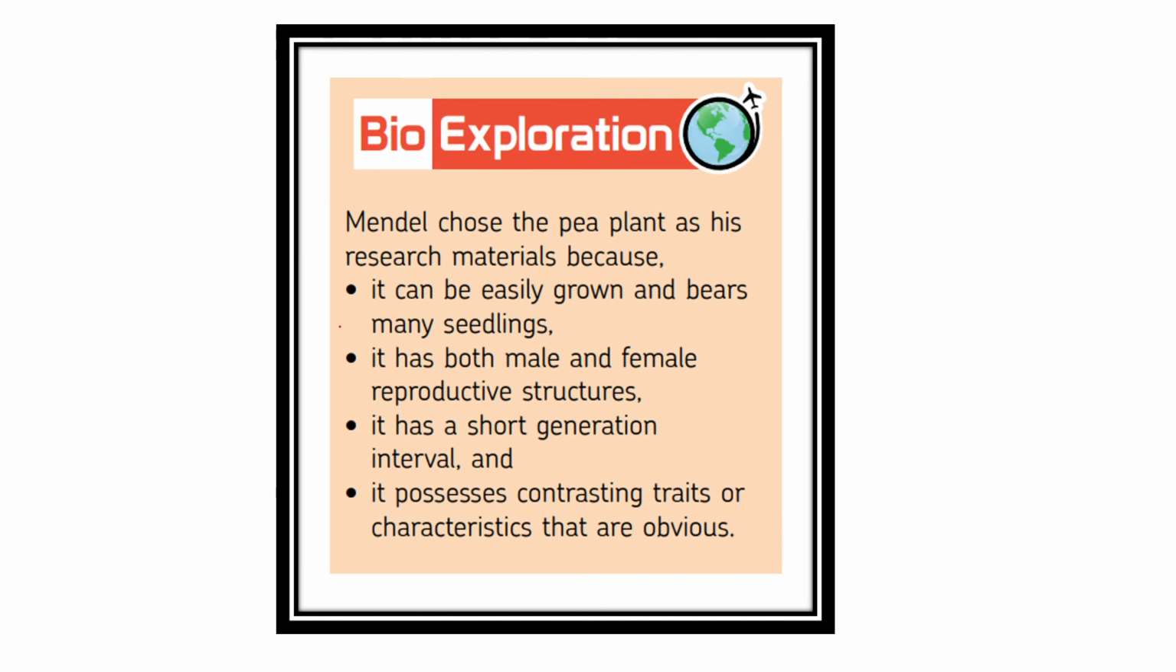Okay, so this is the reason why he chose the pea plant as his research material. Okay, because first, it can be easily grown and bears many seedlings. It has both male and female reproductive structures, has a shorter generation interval than any other plant. It possesses contrasting characteristics and traits that are obvious.